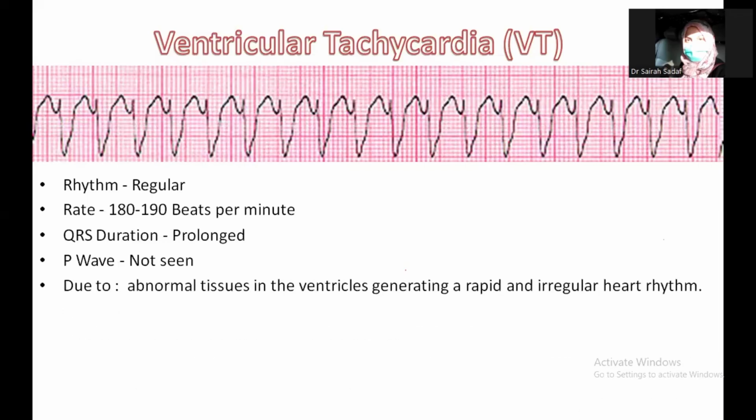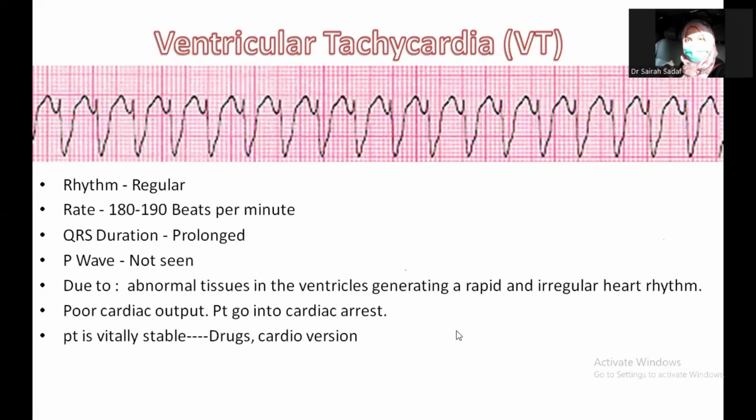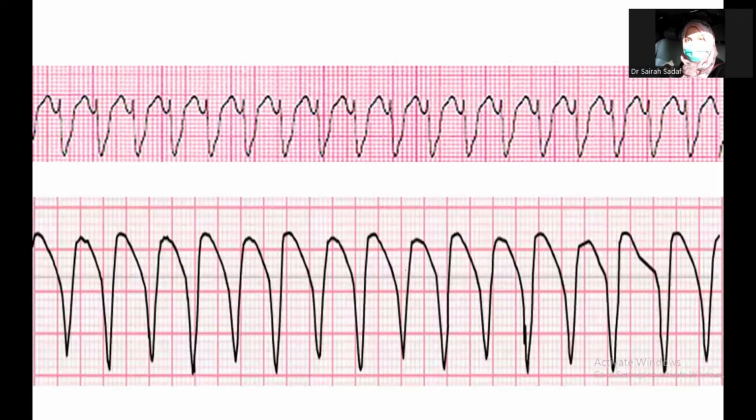Due to abnormal tissue in the ventricle generating a rapid and irregular heart rhythm, there is poor cardiac output, and the patient can go into cardiac arrest if not managed. Sometimes you have this, but patients are stable. That is known as stable VT, and you may have an unstable VT as well. That was my experience from the past. If the patient is stable, you can manage it with drugs and cardioversion. And if the patient is in shock, unstable, then you have to defib the patient.